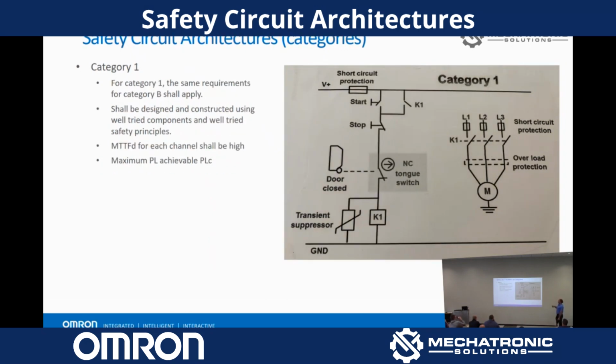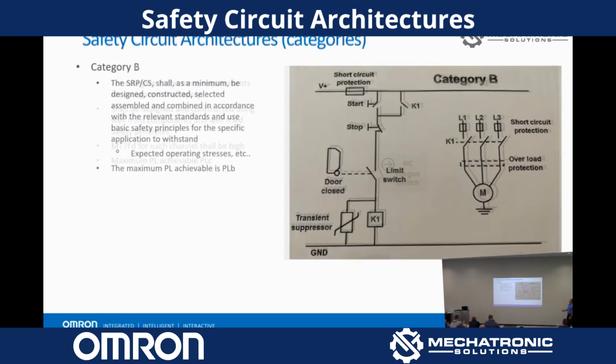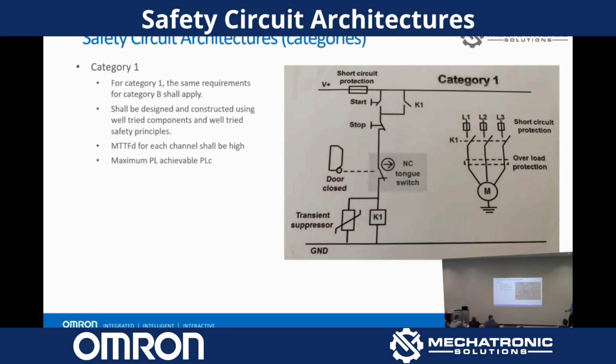Okay, this is category 1. You guys see the difference there? What just happened? Do you notice this change, right? Now I have that arrow with a circle around it. You guys know what that stands for? That stands for positive force guided, which is a feature of a safety rated device. So literally all that changed in the circuit is I took that limit switch and replaced it with a safety rated limit switch. It's to meet category 1.